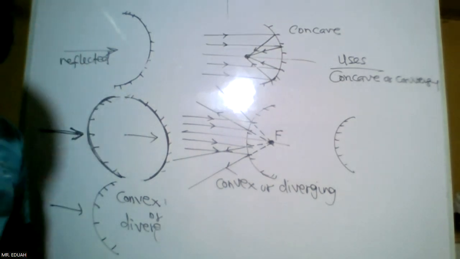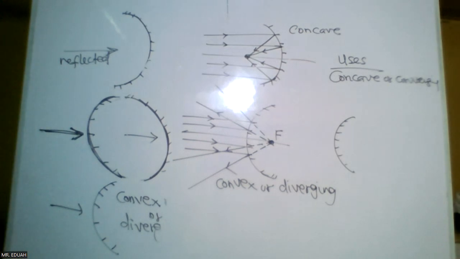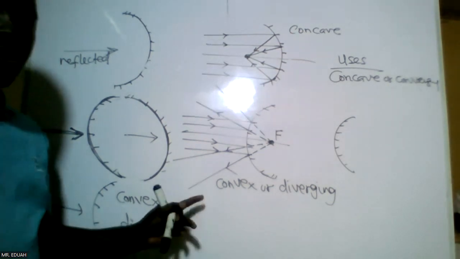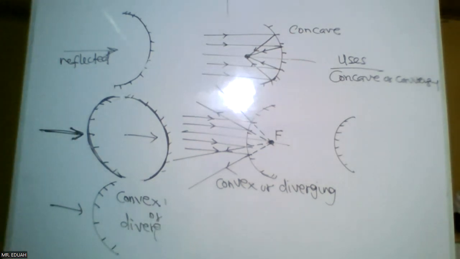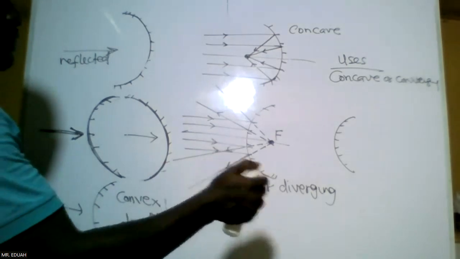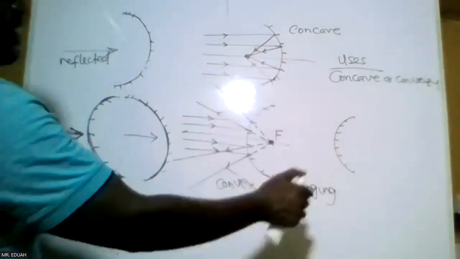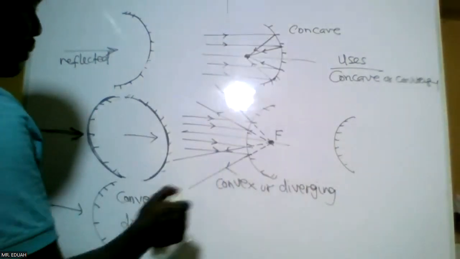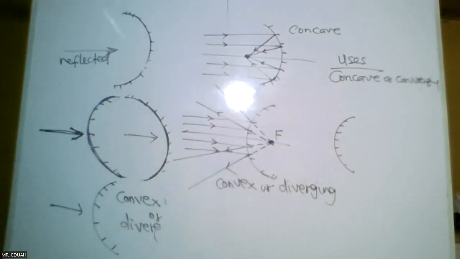Now let's understand why we prefer convex mirror for security purposes, and why it is used in side view and head level mirrors rather than plane mirror and then concave.